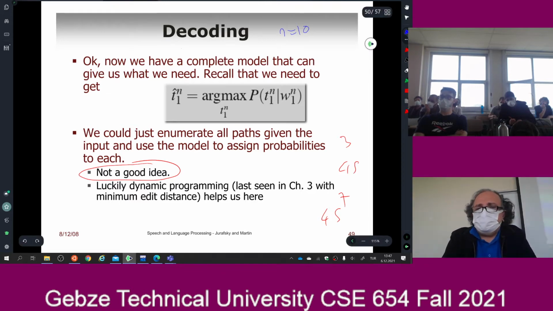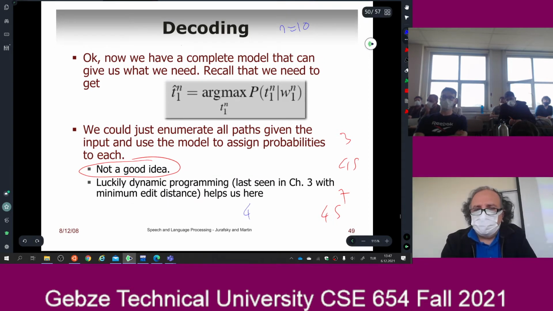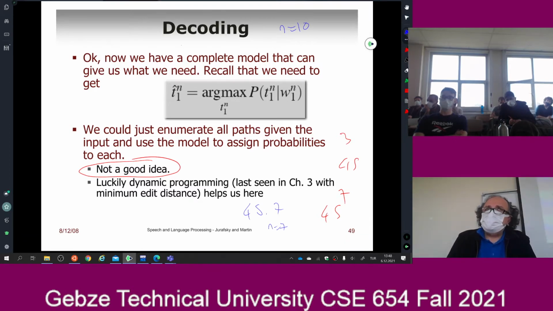But I am saying that if the tags did not depend on anything, if all the tag assignments are independent of each other, this number would drop to 45 times 7. In this case, n is 7, right? Right. But in our case, our tags depend only on the previous tag. That's why I am not giving you a very formal and easy to follow proof here.